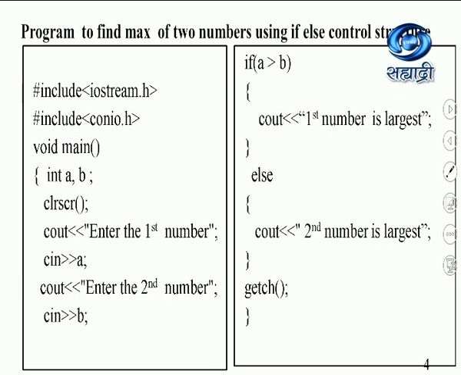Yes, the condition, if it is true, then the first block will be executed. Let me tell you again, every bracket has a meaning. The curly bracket indicates the block. So this is the if block, and every block that you open should be closed also. So if A is greater than B, then we say the first number is the largest. If it is not, we say else, the second number is largest.